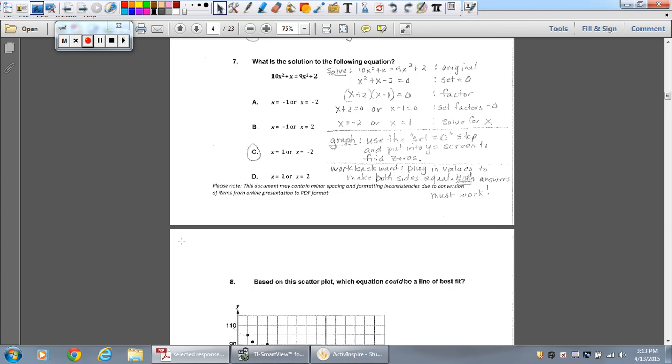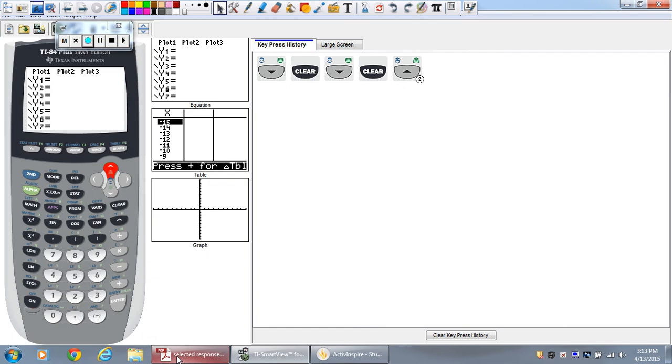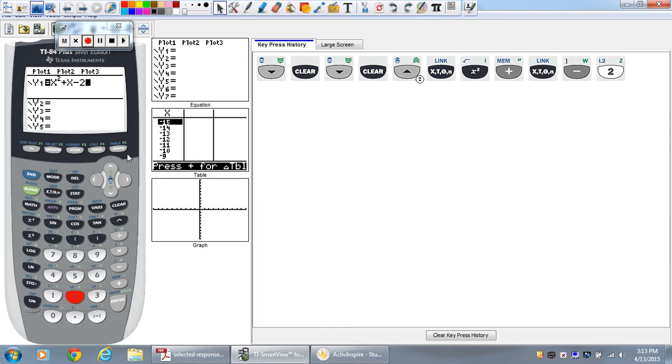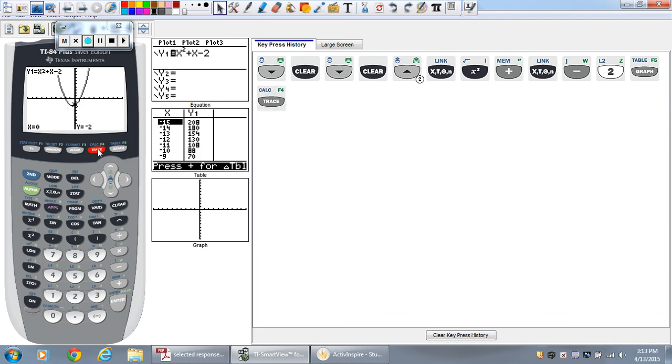X squared plus x minus 2. If I'm sure about what I'm doing, I can enter that in. So x squared plus x minus 2. And I want to see if it crosses at -2 and 1. I could do a trace to see where that is. So I just press trace, and I move my cursor up. Looks like it's about 1. You can also use the 0 function if you know how to do that on the calculator. And here is also -2. So great way to do that.